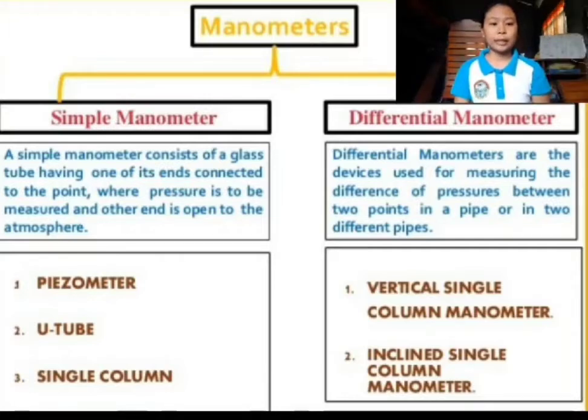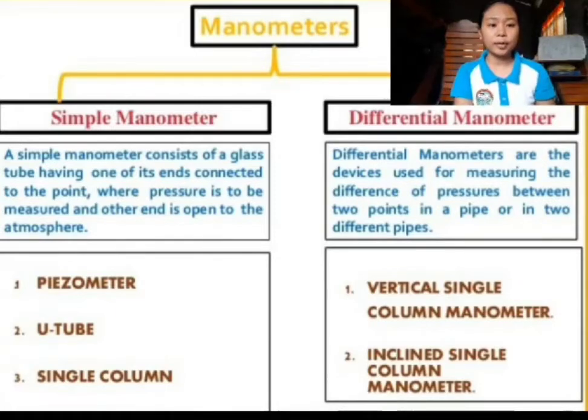The second one is the differential manometer. These are the devices used for measuring the difference of pressures between two points in a pipe or in two different pipes. The common types of differential manometer are the vertical single column manometer and the inclined single column manometer.